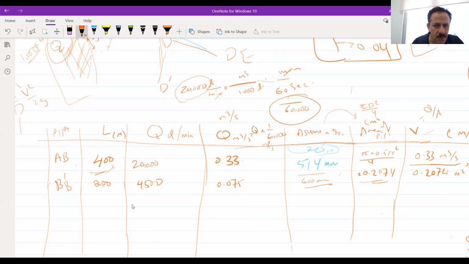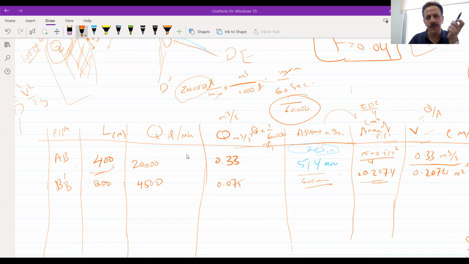Sir, I have a question regarding the assumption. For example, we assumed the first number, which was like 514. For the second number, by how much should I increase it? Is there a specific range, or do I just keep assuming? It will depend on your experience. This is the assumption, but it should be less than the main pipe, since it's a lateral pipe. So it will depend on your experience.